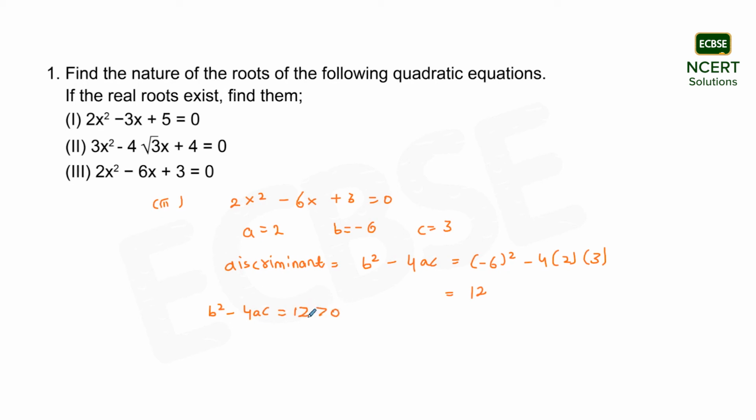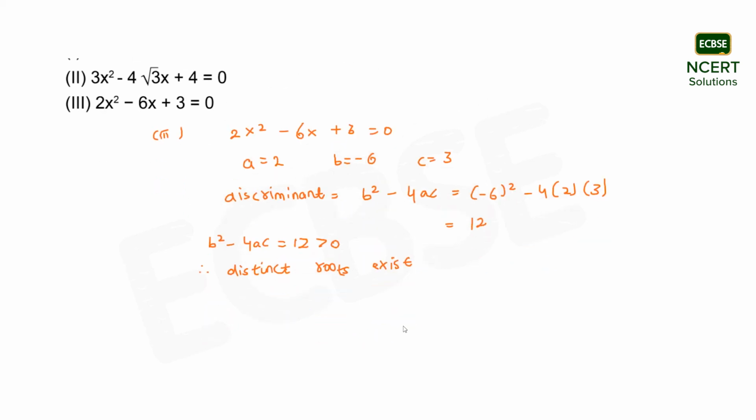Clearly, b square minus 4ac is equal to 12, which means greater than 0. So if the discriminant is greater than 0, we know, therefore, distinct roots exist. That is, if the discriminant happens to be greater than 0, then definitely for that quadratic equation, distinct roots exist. And how can we find the distinct roots? By using the quadratic formula.